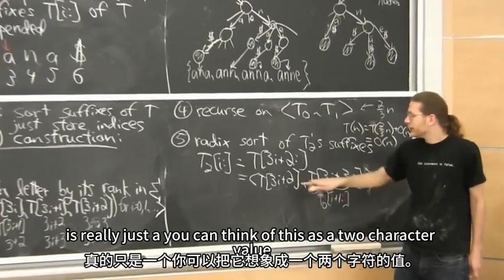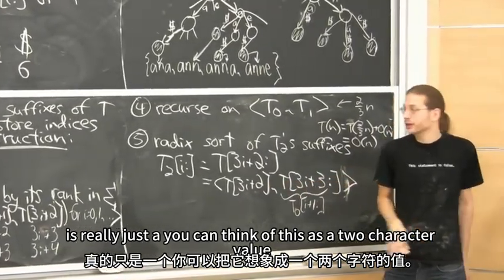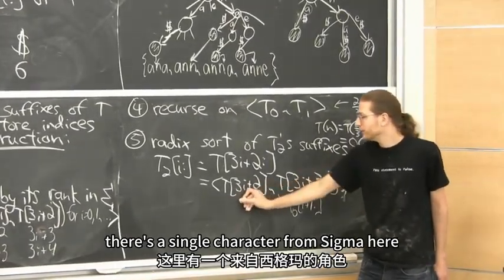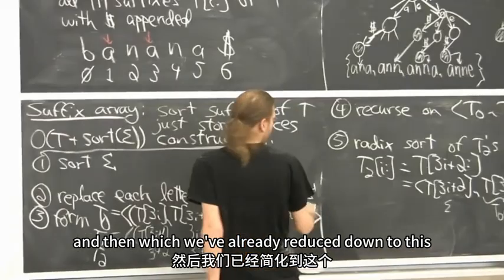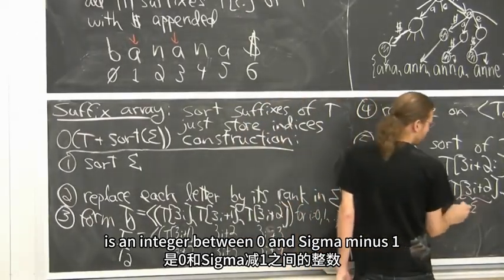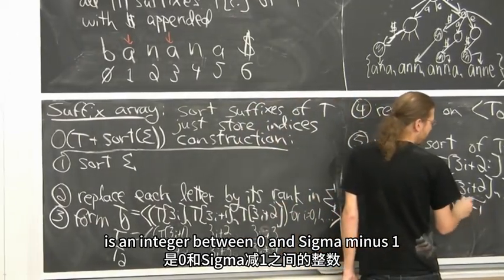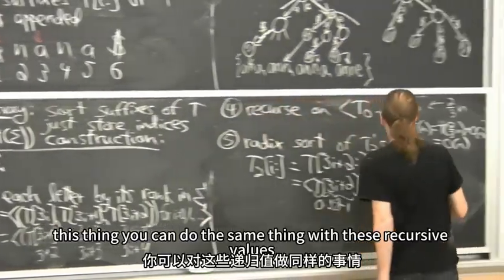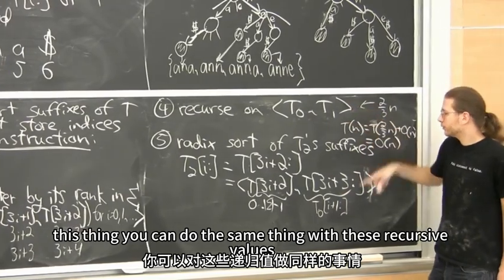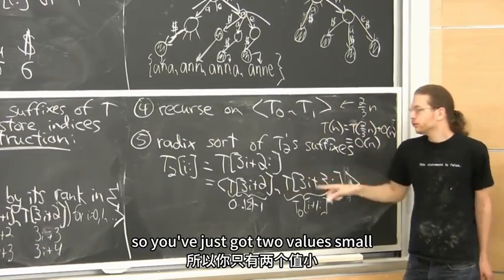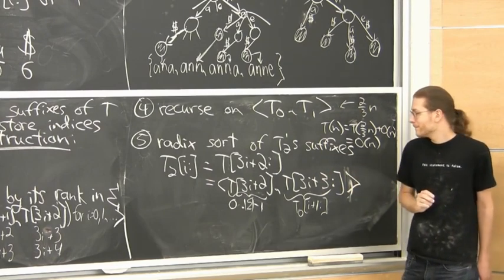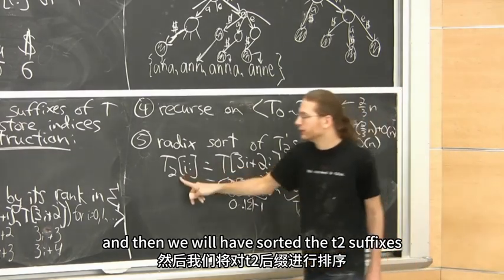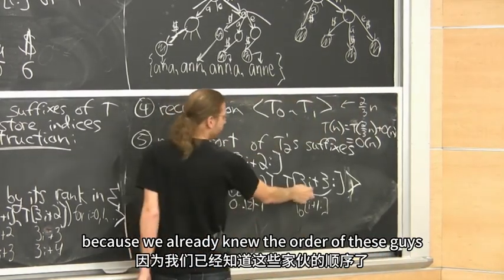So you can think of this as a 2-character value. There's a single character from sigma here, which we've already reduced down to an integer between 0 and sigma minus 1. You can do the same thing with these recursive values. So you've just got 2 small values. You can radix sort them in linear time. And then we will have sorted the T2 suffixes because we already knew the order of these guys.